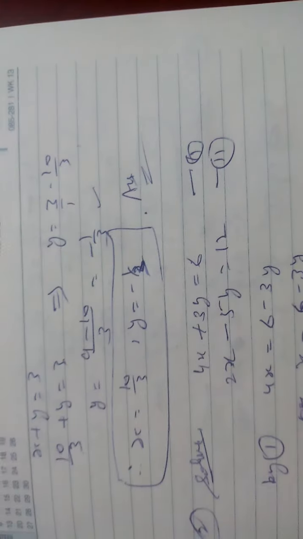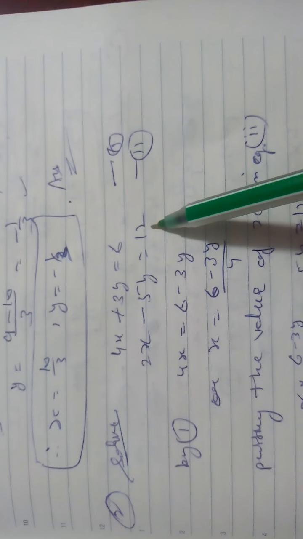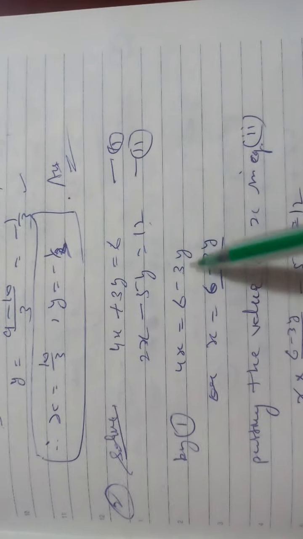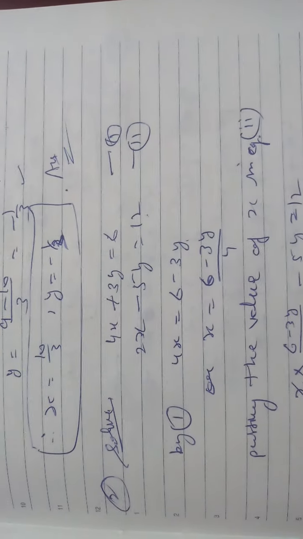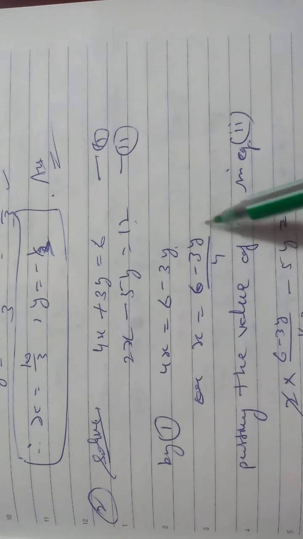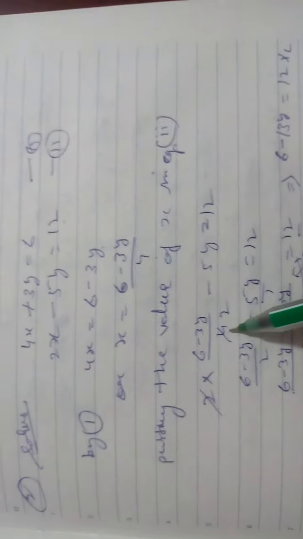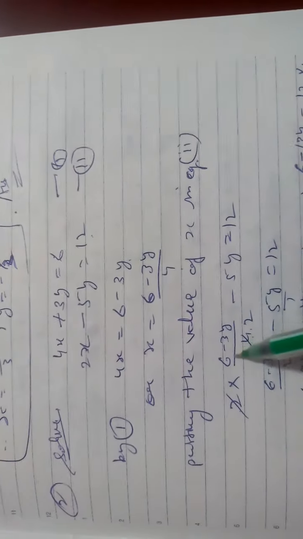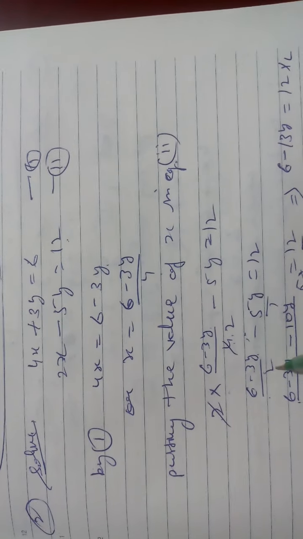Another example I have taken: 4x plus 3y equals 6, 2x minus 5y equals 12. So 4x is equal to 6 minus 3y. Transposing by the first, so what is x? x equals 6 minus 3y by 4. Putting the value of x in the second equation. At the place of x I have written this. Here the 2x is 2 into (6 minus 3y) by 4. 2 and 4 cancel. You are writing (6 minus 3y) by 2.